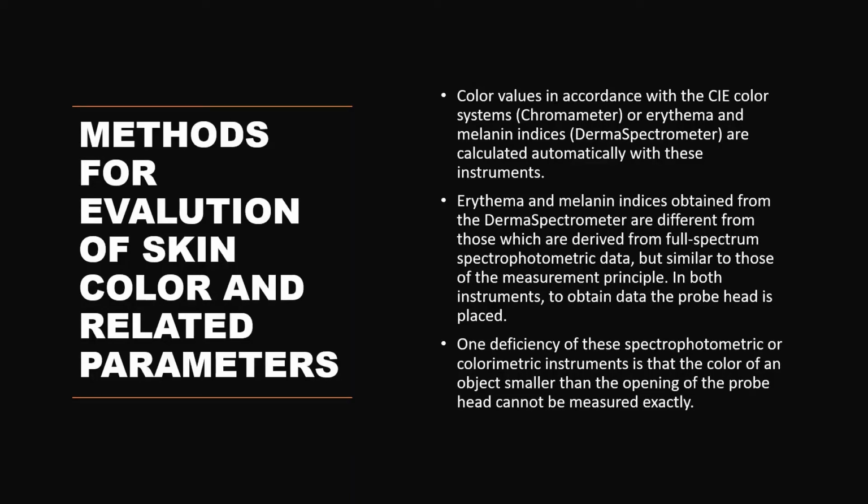So one deficiency of this spectrophotometric or colorimetric instrument is that the color of an object smaller than the opening of the probe head cannot be measured directly. So it is very close by, and you don't get exactly the same value, the same skin tone. So the data obtained through reflectance spectrophotometry or colorimetry is a little bit complicated, and you get a nearby relative value.